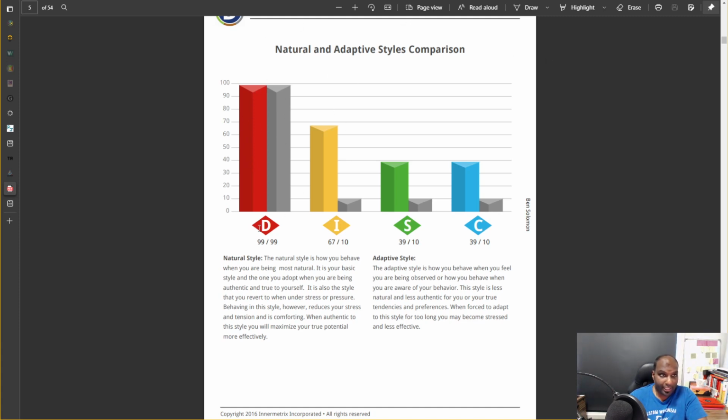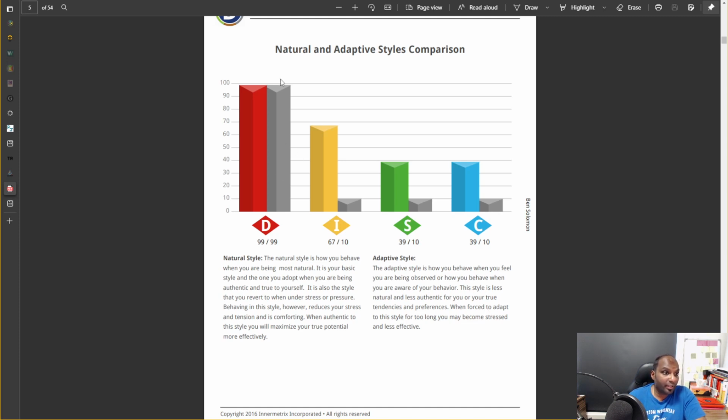So, natural and adaptive styles. Natural style is what your true style is, and it's also the style we turn to when we're under stress or under pressure. And actually working in this manner, working with your strengths, you tend to reduce the amount of psychological stress that you have. And the adaptive style is where you behave when someone's observing you or when you're under stress.